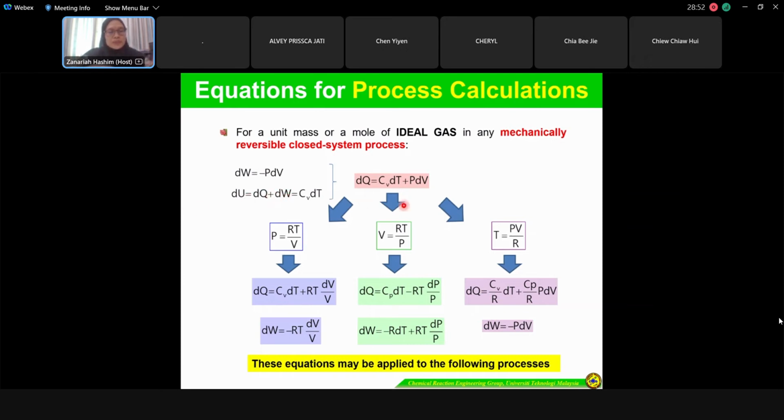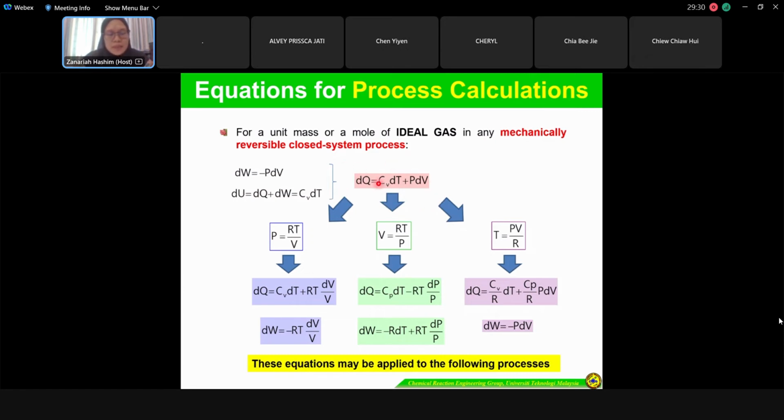All right, and here, because in the previous slide we have the relation between CV and U, right? So you can write dU equals CV times dT. So you have this here, okay? Because of this, you can rearrange this equation to bring dQ forward. So dQ equals CV times dT plus PdV. Here we replace the dW with negative PdV, okay?